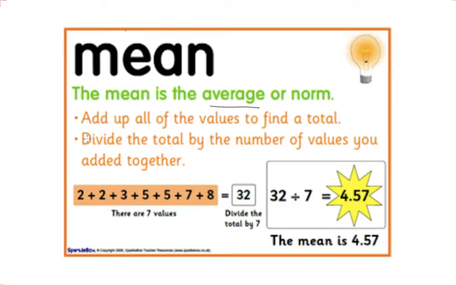So it's a two-step process. First thing you do is you add up all your values. These will usually be numbers. Add up all of the values to find a total. And then you divide the total by the number of values you added together.